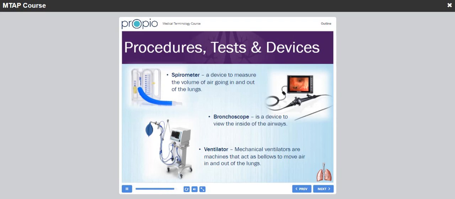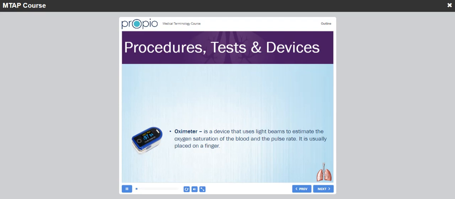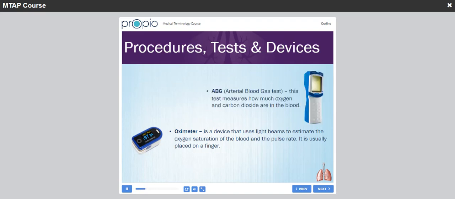Pulmonary function test, or PFTs, breathing tests to find out how well a person can move air in and out of the lungs and how well oxygen enters their bloodstream. Acid-fast bacillus test is a test that detects the presence of a bacteria called acid-fast bacilli that causes tuberculosis.